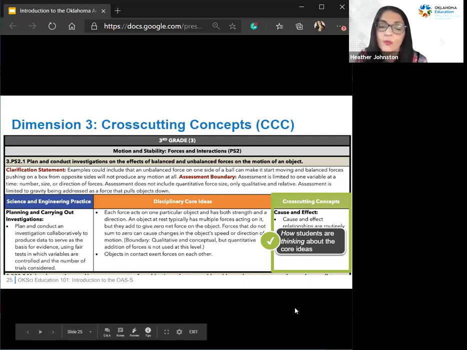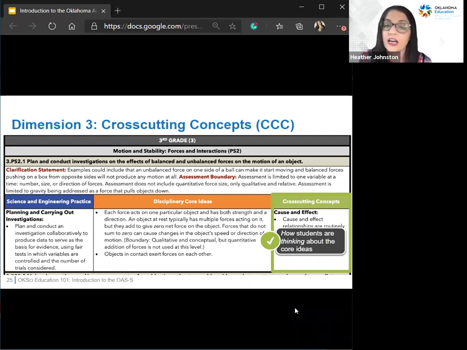The last dimension that we're going to discuss are the cross-cutting concepts, and these actually happen to be my favorite ones. I really, really like them because it's the how students are thinking about the science. I know a lot of times when I was teaching, students had a difficult time focusing on a particular idea and weren't quite sure what they should be thinking about. And I really felt like the cross-cutting concepts help give them a lens and a focus.